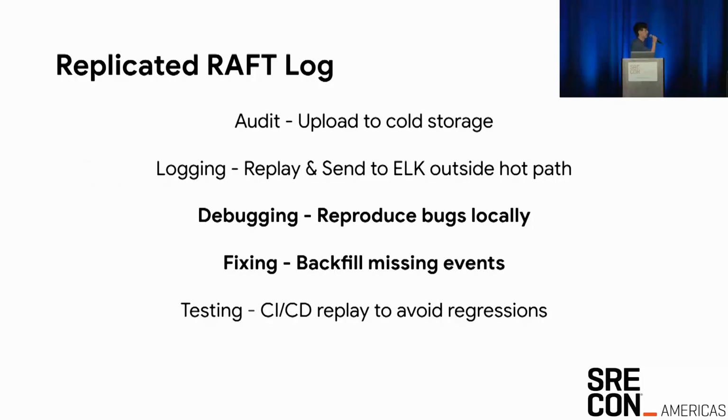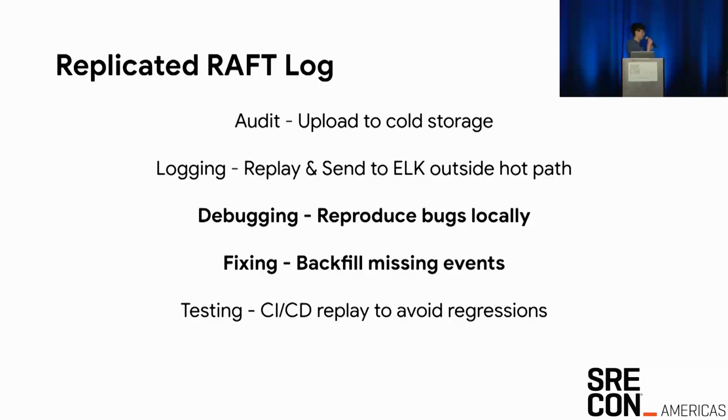And we can do a lot of things with a replicated RAFT log. For example, we can upload it to S3. We can replay it to do some logging. But most importantly, we can use it for debugging. So we can download our prod logs to our local machine, run it against a version of the trading system that's the same code as prod, and reproduce exactly what happened. We can run it through a debugger, add some log lines, and that's extremely powerful.